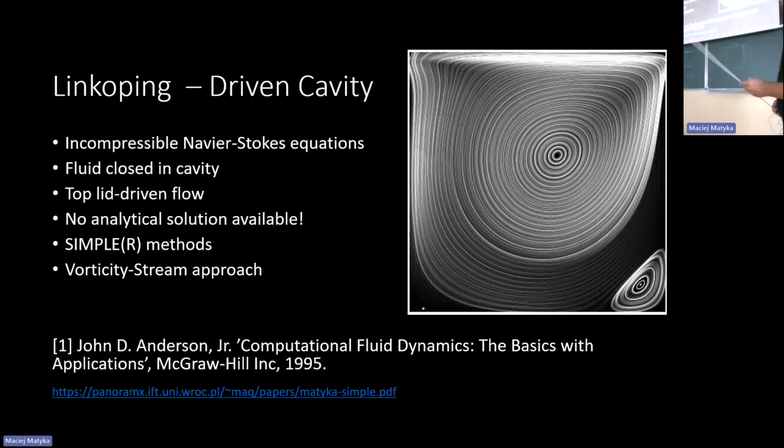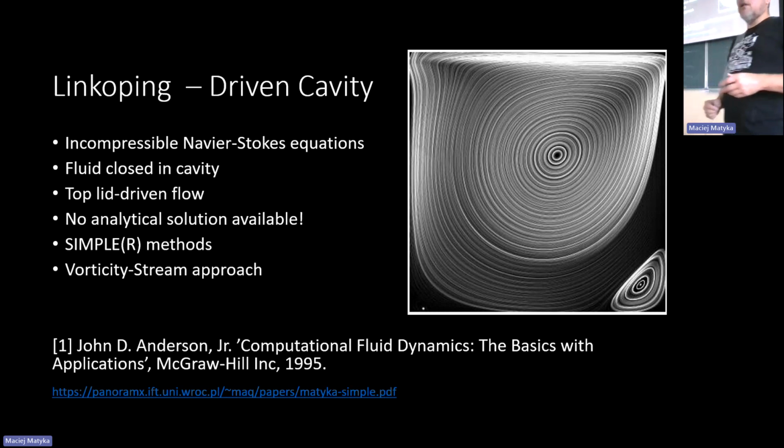Now, the driven cavity problem, again, is a standard because it is used to benchmark numerical CFD codes very often. So many papers in my community, where people are working with different numerical methods, are using this problem to verify if the solution is right.